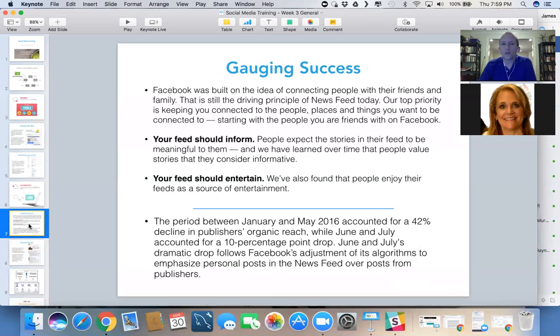People expect the stories in their feed to be meaningful to them, and we have learned over time that people value stories they consider informative. Well, what does that mean? Of course, if you value it, you're going to think it's informative, but that just means to Facebook that you clicked it, or that you put a thumbs up on it. It doesn't necessarily mean that's the kind of stuff you want to see over and over.